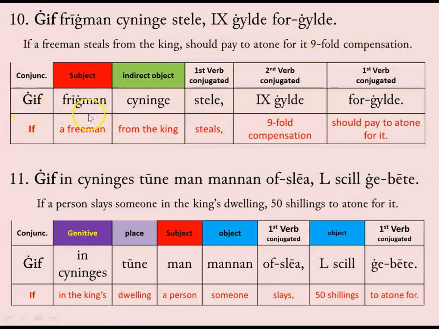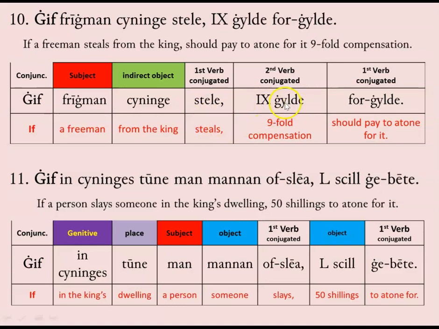So, yif a freeman kuninga satella, nihon yulder far yulder. Okay, if a freeman from the king steals, comma, ninefold compensation should pay to atone for it. All right. So here, subordinating conjunction, a subject, indirect object. We know this indirect object's got an E on the end, so it's in a dative. First verb is conjugated, satella, okay. First person, present tense, steals, okay.